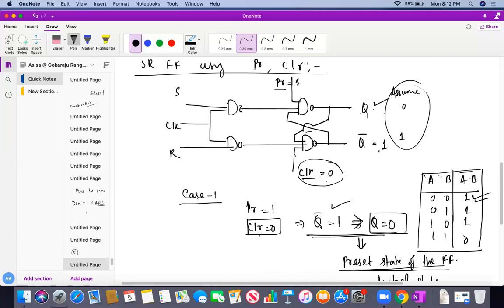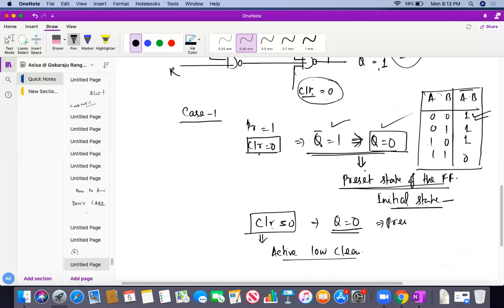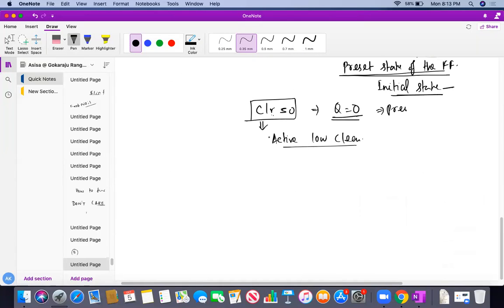If preset is equal to 1, it depends on the other input. Am I correct, students? I have told you already, in the NAND gate, if any input is 1, it depends upon the other inputs. So if I make one of the inputs, between these initial conditions, preset equal to 1 and clear equal to 0, I will be getting Q equal to 0. Now for case 2, please try to understand. So I'm doing here preset 1, clear 0. I'll be getting Q equal to 0, Q bar is 1.